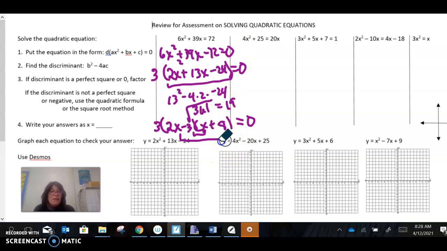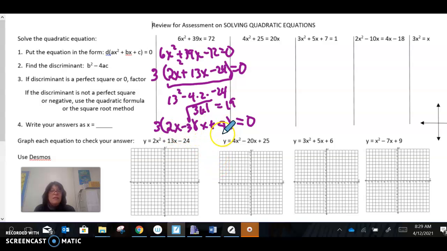Okay, so I might not have found that right away. I realize that. We might have played with it for a little bit until we found that. Maybe we tried 6 and 4, 4 and 6, 8 and 3, and then we tried 3 and 8, and we're like, oh, that gives me my 13x in the middle.